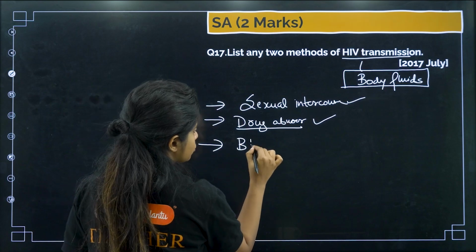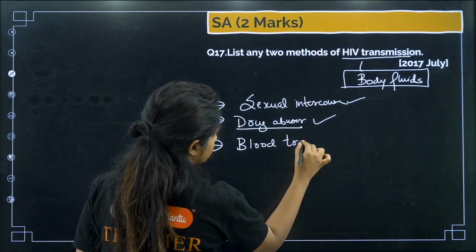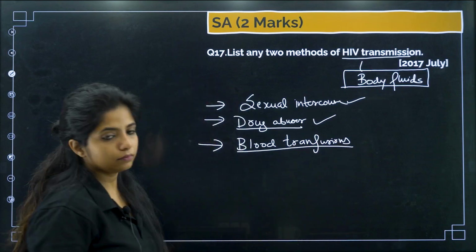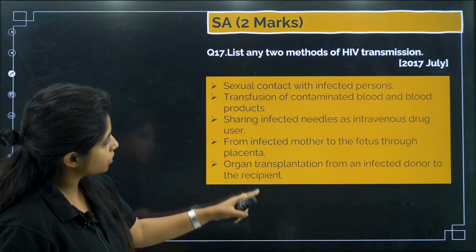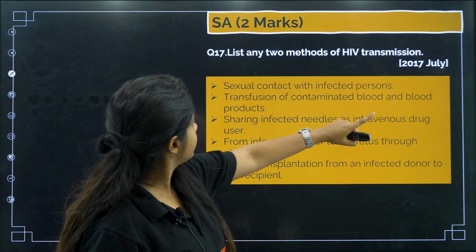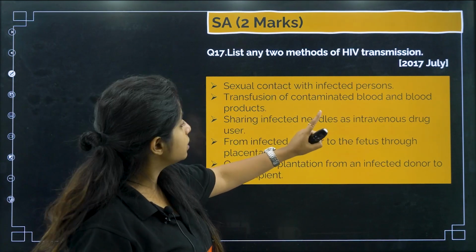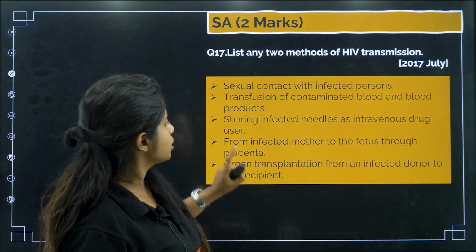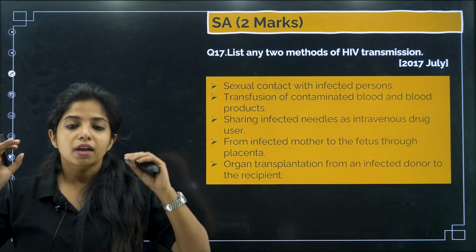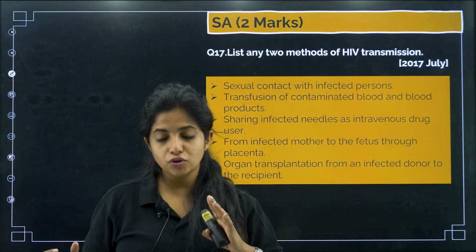So blood transfusions is one big reason. Okay, now here are the answers. You can see sexual contact with infected person, transfusion of contaminated blood and blood products, sharing needles as intravenous drug users, from infected mother to the fetus through the placenta. Through the placenta also, it is very rare.